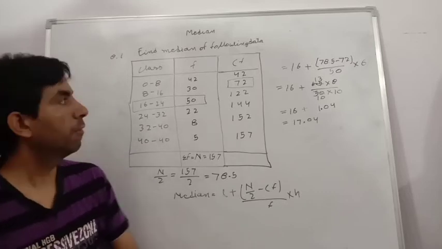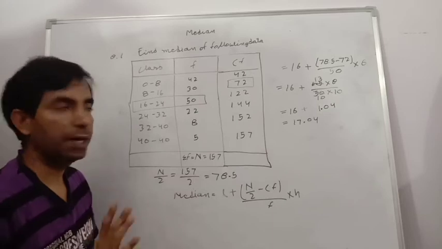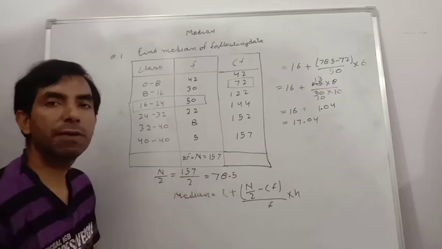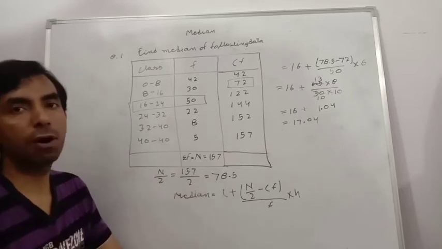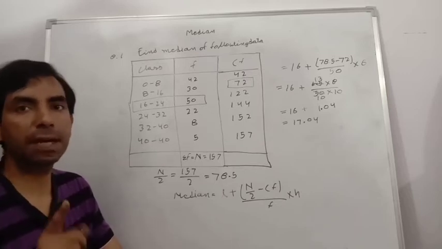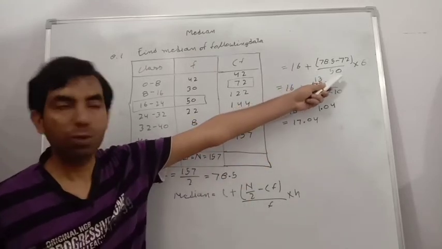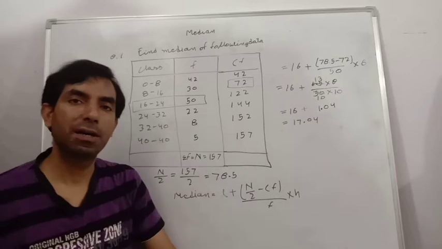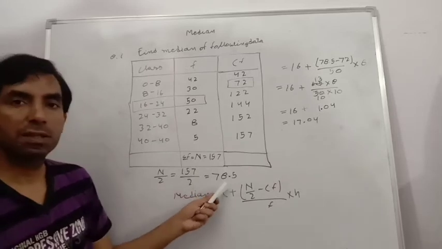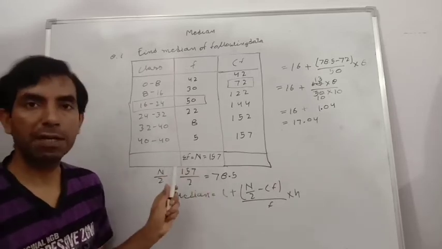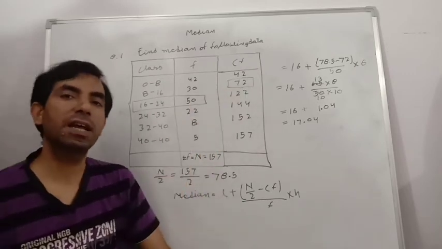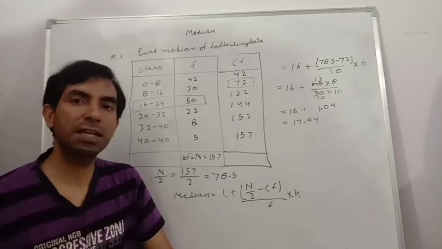Every time remember that first we find the CF by adding. Next we find the n upon 2 value, that is 78.5, and CF is always less than or equal to n upon 2. Sometimes CF may be equal, but at that time this part is 0, then the lower limit is our median. But generally it is not possible. Find n upon 2 by dividing n by 2. CF is the value less than n upon 2, and the median class is the next class of CF. By this method we can easily calculate the median.